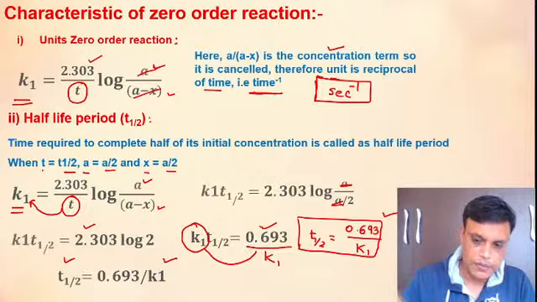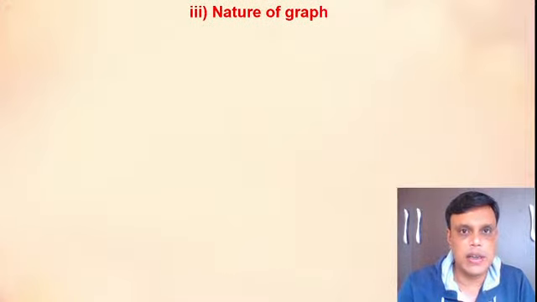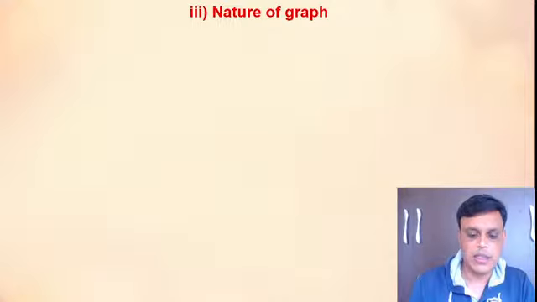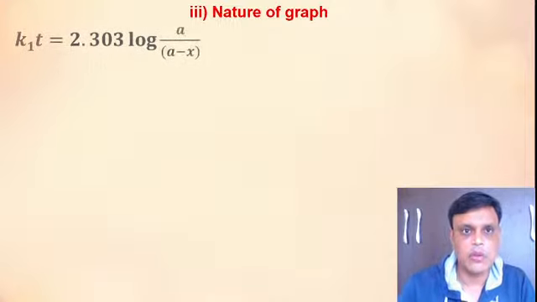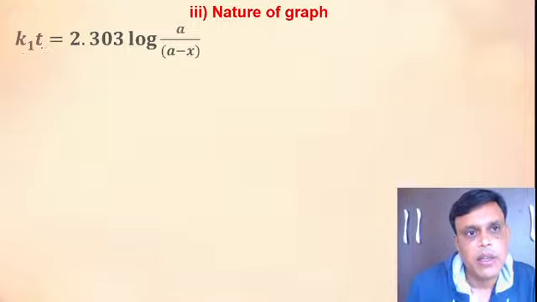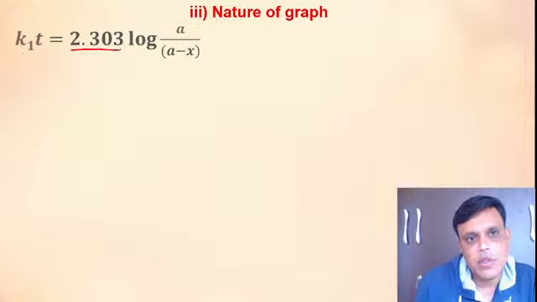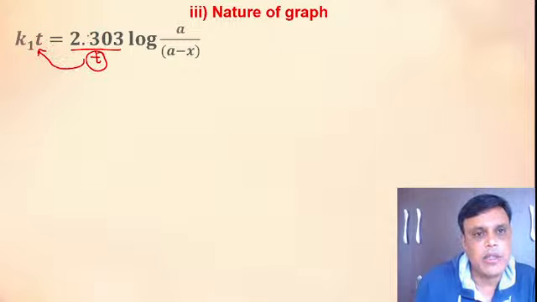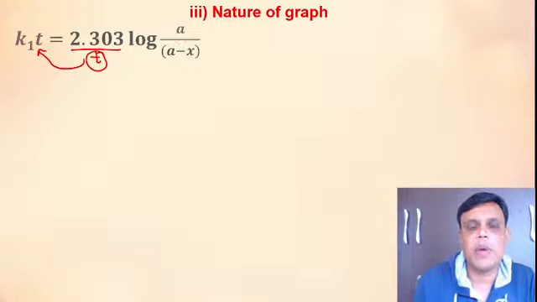Okay. Then the last characteristic we will see is the nature of graph. Last characteristic, what is it? Nature of graph. So start with this equation. I have rearranged this equation. Where was t? T was here, so I have transferred this t to this side. So k1 t is equal to 2.303 log a by a minus x.